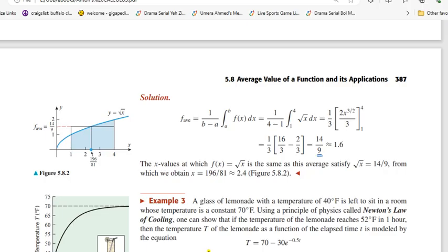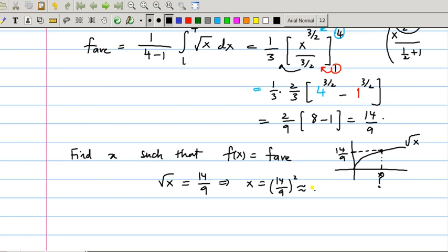So (14 by 9) squared is 196 by 81, almost 2.4. So this value is almost 2.4, which gives me the average value. So we found the average value, but they are looking for x, which x gives you the average value. So it's an extra question. If they only ask you the average value, you don't need to do this.